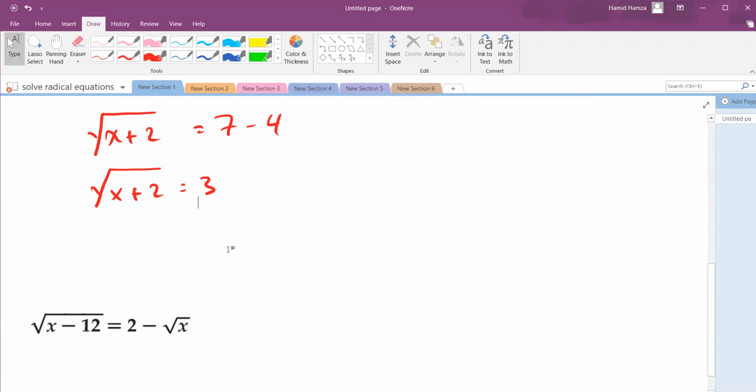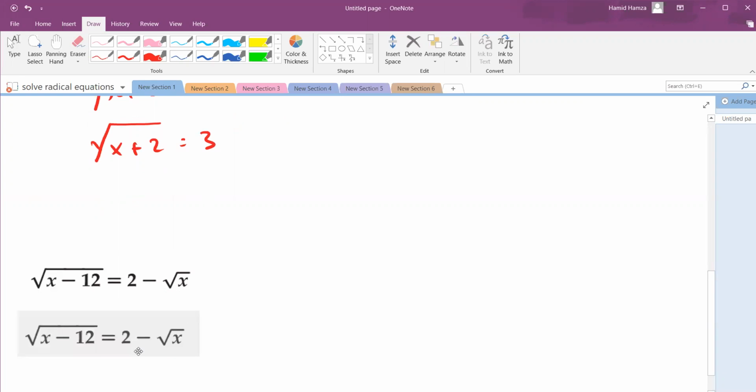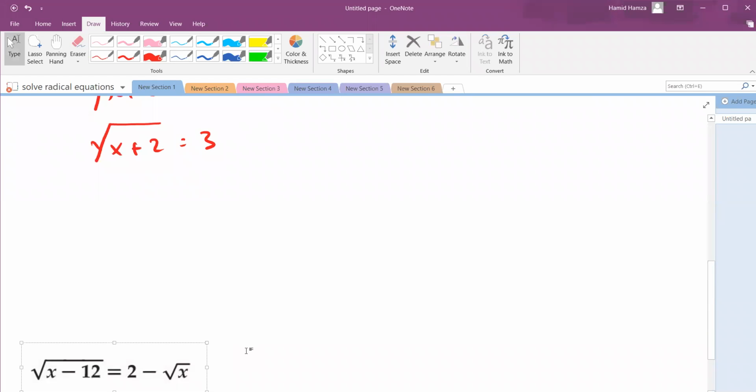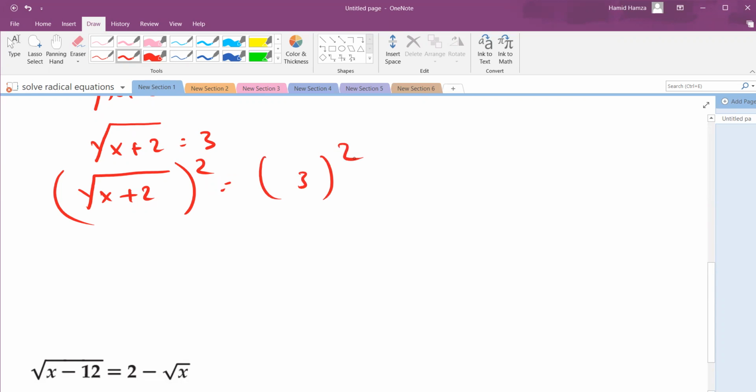After isolating the root, we want to remove the root by squaring both sides, raising both sides to the power 2, the index of the root. The index of the root is 2 because it's a square root. So we square both sides. It will be root x plus 2, raised to the power 2, equals 3 raised to the power 2. Squaring and root eliminate each other. So the remaining will be x plus 2 equals 3 to the power 2, which is 9.